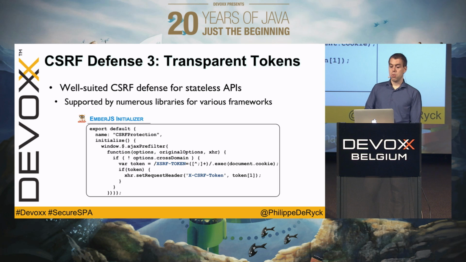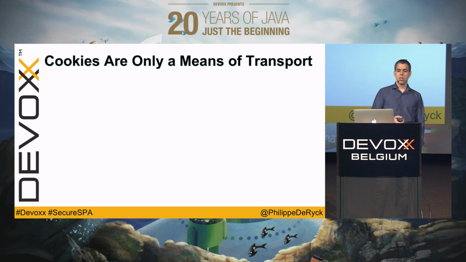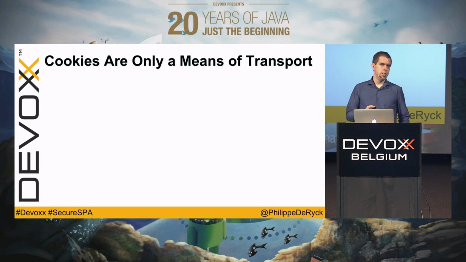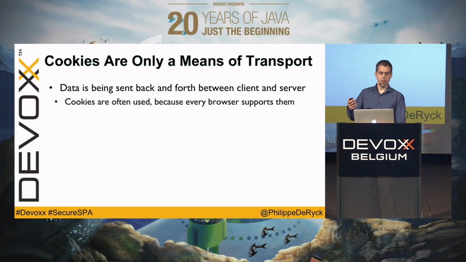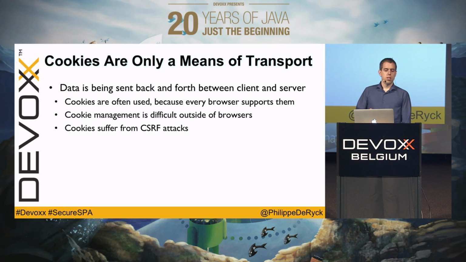So I promised I would talk about tokens as well, because cookies are essentially only a means of transport. You need some session data, and you need to hold it somewhere. And a cookie is convenient, so it's often being used, but there are cases where you don't want to use a cookie, or you want to use something else. So essentially, you can use whatever you want, as long as it's compatible with the web. The reason you want to do this is, for example, if you want to avoid CSRF attacks altogether, that's a good motivation, but also because cookie management is really difficult outside of a browser. If you have a mobile application and you have to do your own cookie management, that's really, really painful, and you definitely don't want to do that.